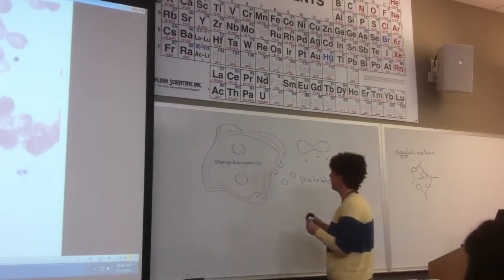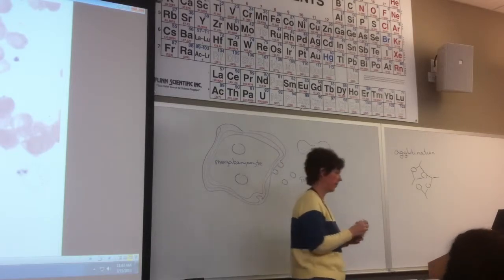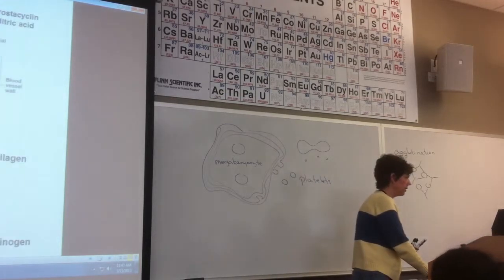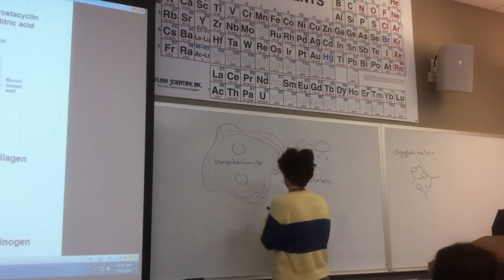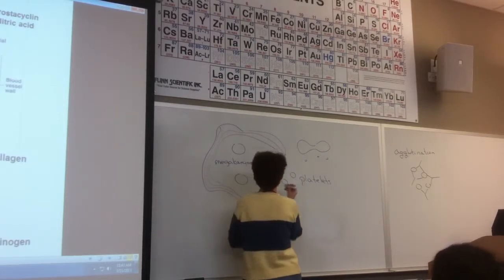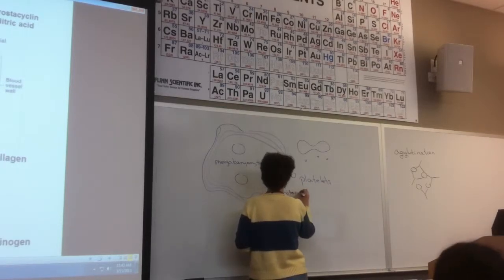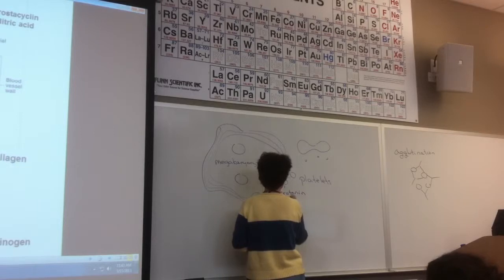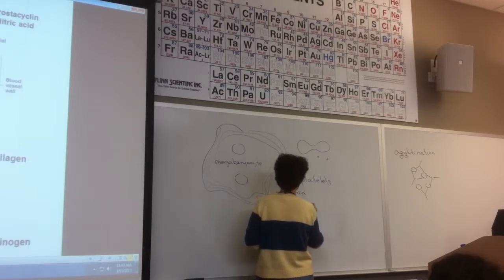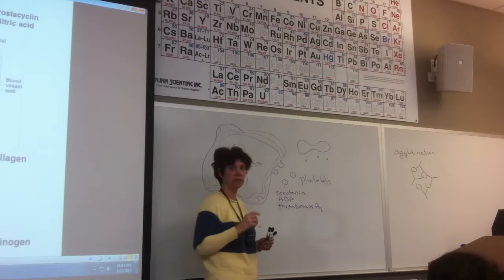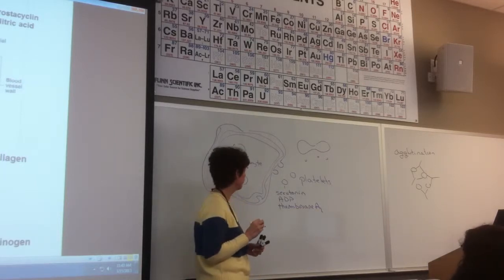These sacs of platelets contain several different molecules. They're listed on this slide, and I'll write them up here on the board. So within the platelets, we have serotonin, ADP, and thromboxane. Remember, thromboxanes are made from arachidonic acid.